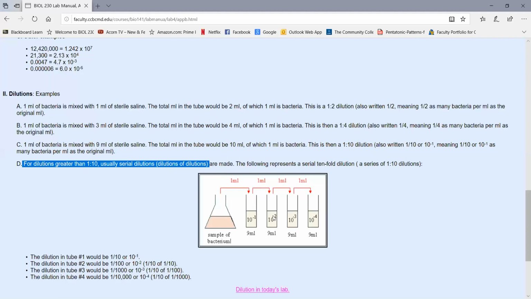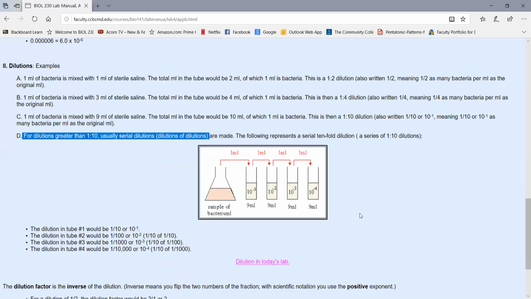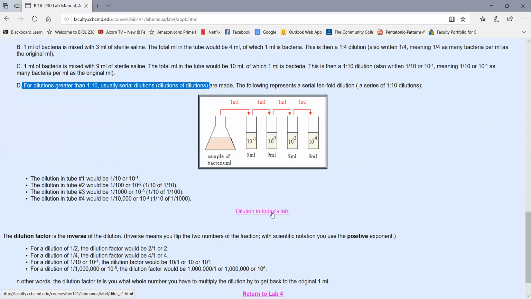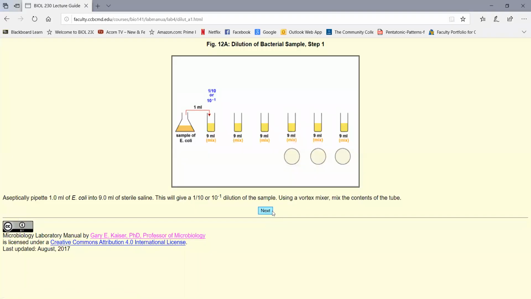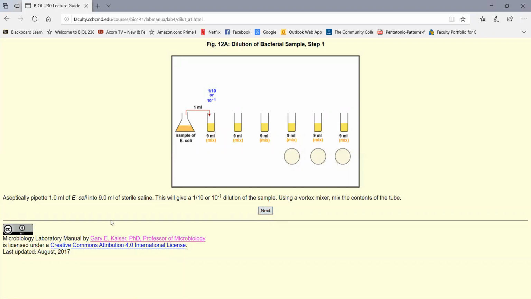There's a simple example here, but let's take a look at the actual dilution we're doing in today's lab. We're going to take a sample of E. coli. We're going to take 1 ml of the E. coli and put it in 9 ml of sterile saline. So 1 ml in 9 ml is a 1 to 10 dilution. We now have 10 ml in the tube, 1 of which is bacteria.